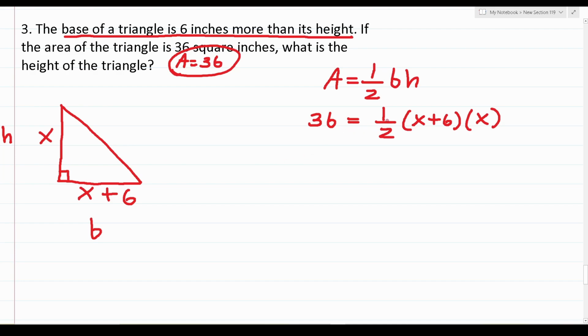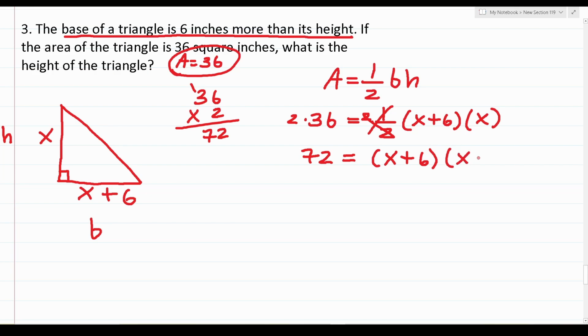That said, we got this pesky fraction hanging out in front here. So let's go ahead and clear that by multiplying both sides of this equation by 2. This will cross out here, and 2 times 1/2 is just 1. Anything times 1 is itself, so this goes away here. But that said, we still have to work this out. 36 times 2. 6 times 2 is 12, carry a 1. 3 times 2 is 6, plus 1 is 7. So this becomes 72 equals x plus 6 times x.